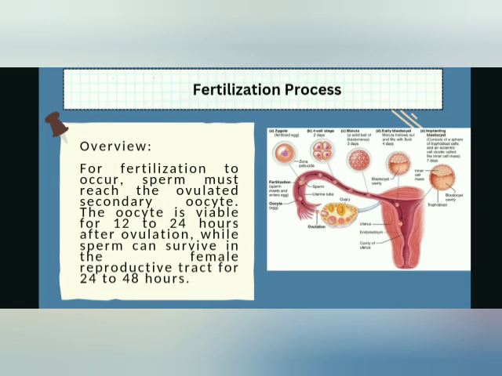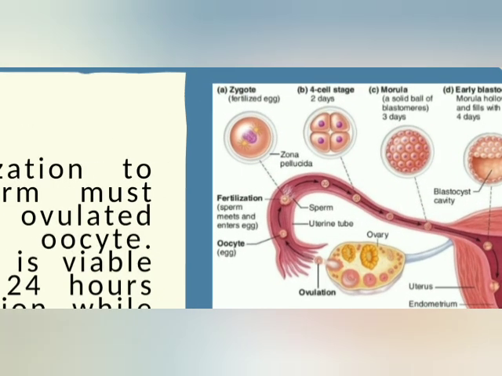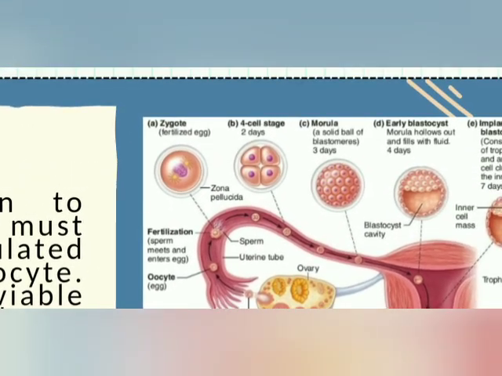Next, I'll be discussing the process of fertilization. In order for fertilization to occur, the sperm cell and egg cell need to be reunited. The oocyte or egg cell is viable for 12 to 24 hours after ovulation, while the sperm cell can last only 24 to 48 hours in the woman's reproductive tract.